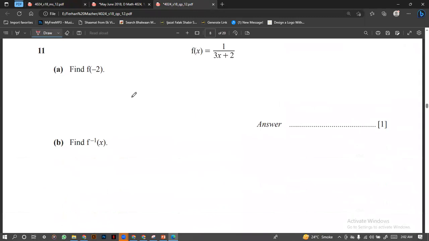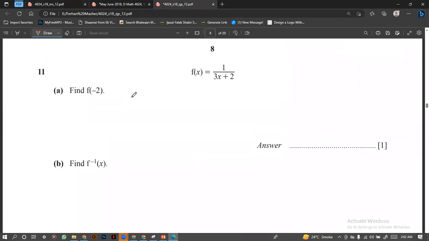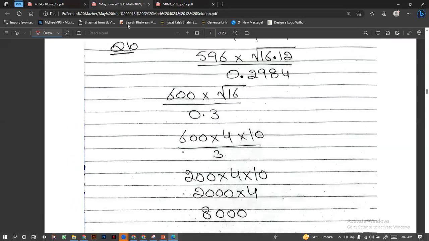Okay, so we are going to the next question. That is question number 11. Here we have a function given, f of x is equal to 1 by 3x plus 2. And they want me to find in the A part f of minus 2. F of minus 2 means in this function, wherever is the x, you substitute minus 2 in the place of x. So we will do this.